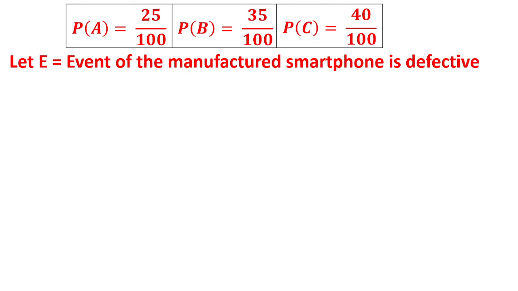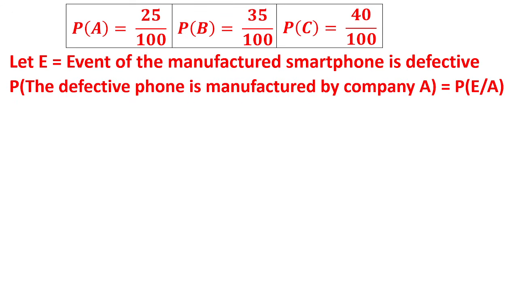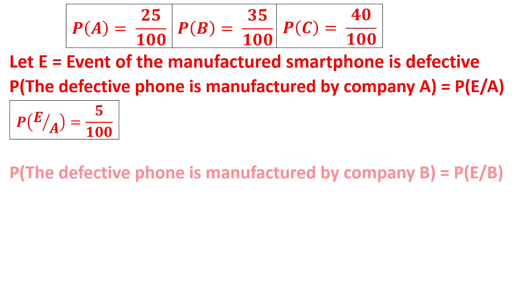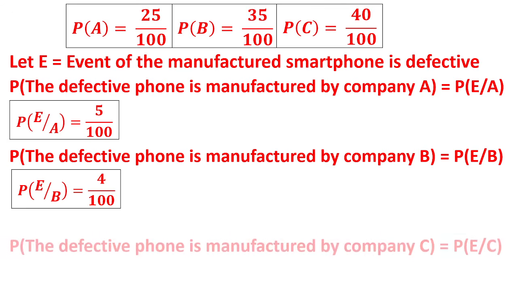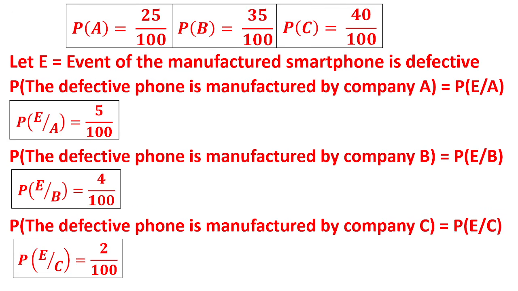Now they have given the defective also. Defective means they gave E/A, E/B, E/C. I'm just taking it now. Defective from company A, 5%. Defective from company B, 4%. Defective from company C, it is 2%. Please don't simplify this, because when you put it in the Bayes theorem formula, it is very easy for you to simplify when the denominators are the same.